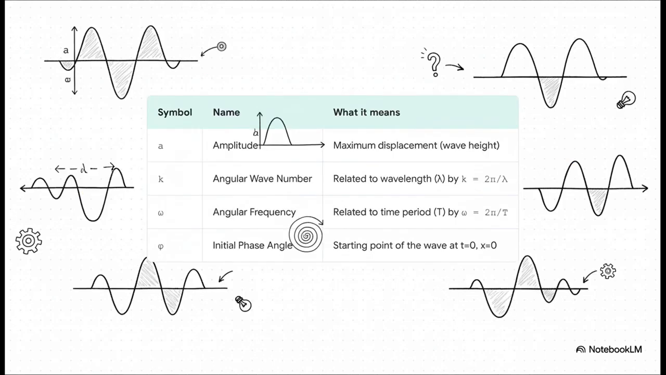Okay, bachcho, screenshot this slide right now. This table is pure gold for your exams. They will give you an equation and ask for these values. A is amplitude. That's just how high the wave gets. K is related to the wavelength, and omega is related to the time period. You absolutely have to know these.